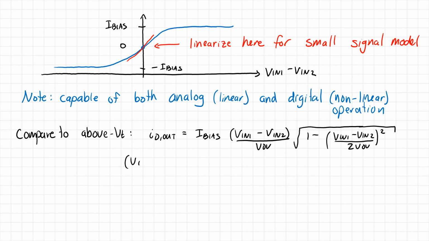Just to keep in mind, VOV is equal to VGS minus VT when Vin1 is equal to Vin2. So in above threshold, you get a nasty square root kind of function. It ends up looking somewhat similar. In subthreshold, it's a very nice tangent function. As it turns out, we're going to leverage the fact that it is a tangent function and that we get exponentials as a way to build some neat circuits.